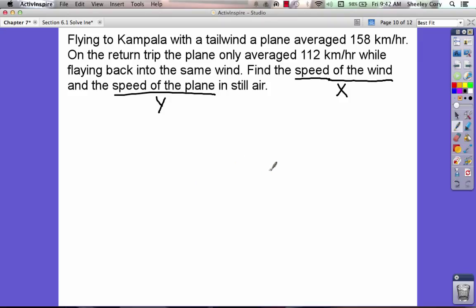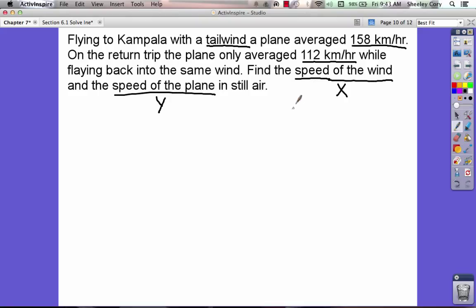Okay, so let's think about how we can set up a couple of equations here. Because we have one equation that will be set up for the 158 kilometers per hour, and we have one equation that will be set up for the return trip, which was the 112 kilometers per hour. Well, on the first trip, it said that they had a tailwind. A tailwind means it's pushing you from behind, which is increasing your speed.